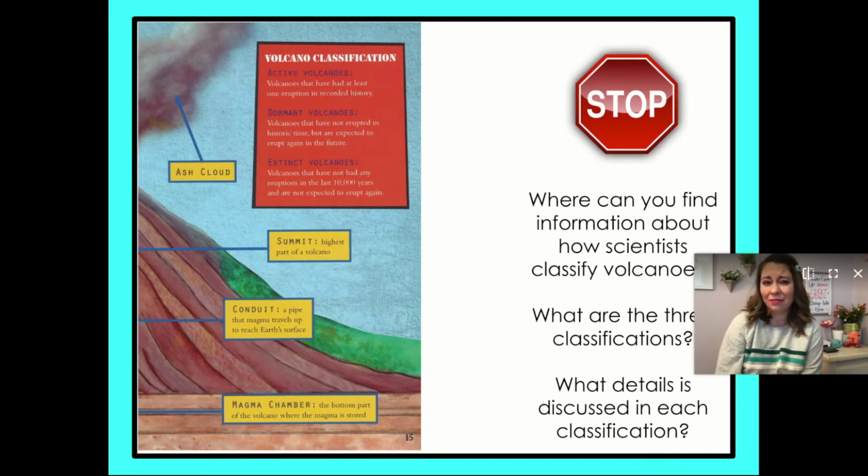to erupt again. Did you guys notice there was a key word that I kept saying over and over again? What was it? Eruption, right? Eruption is the word that we said over and over again. That detail is talking about how often or when the last time the volcano has erupted. That's the detail that's in each classification: when the last time the volcano erupted.